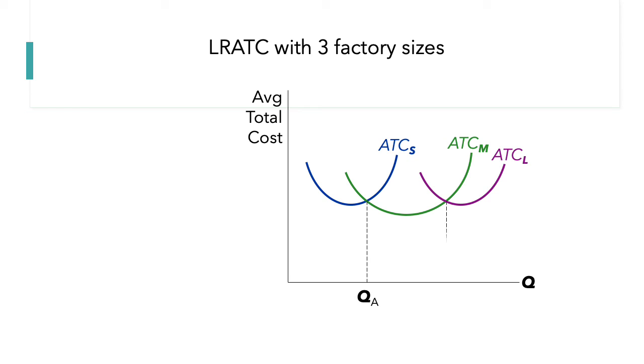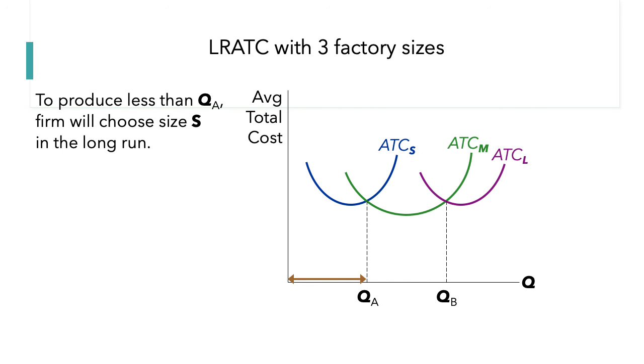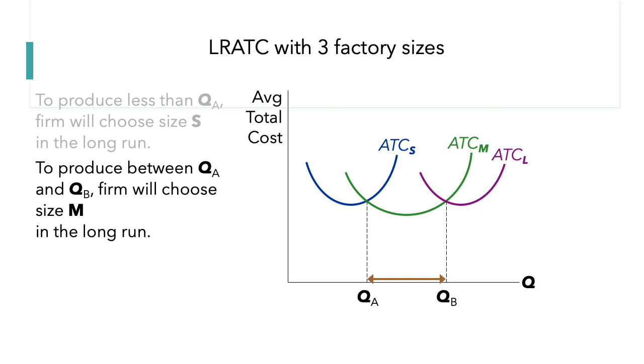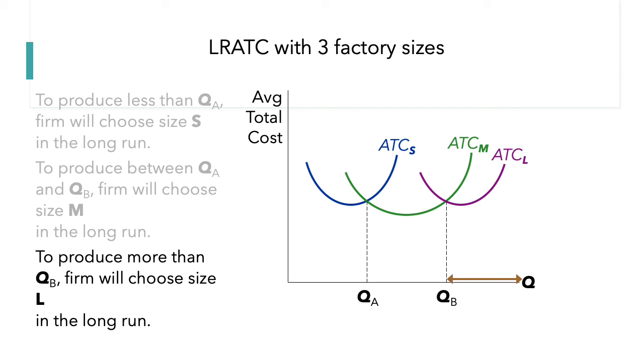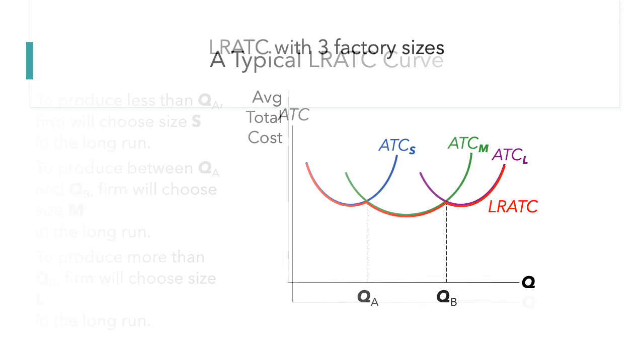So to produce less than QA, firms will choose to be a small firm in the long run. If they want to produce between QA and QB, they'll be a medium firm. And if they want to produce more than QB, they should be a large firm in the long run. So we get our long run total cost.